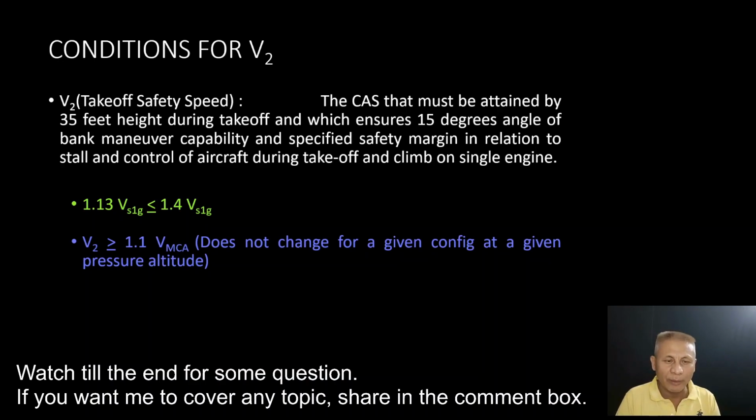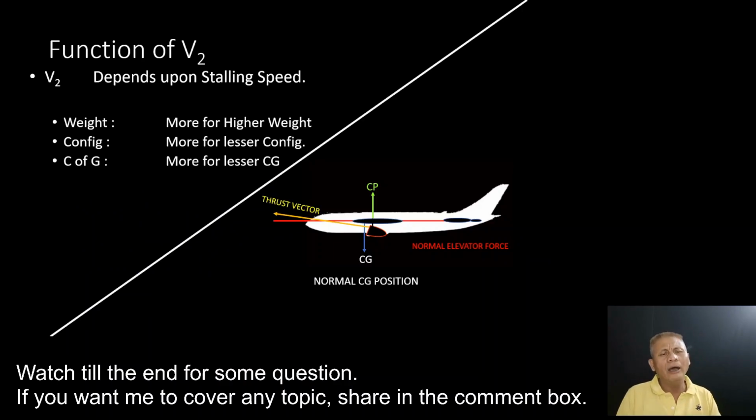That is the V2 minimum. So my V2 will therefore depend primarily on the V stalling speed. So let us have a look at the functions of the V2. That means to say, which all decides the minimum V2. As we have seen, the V2 depends upon the stalling speed.